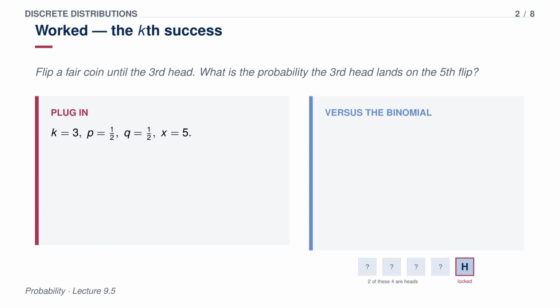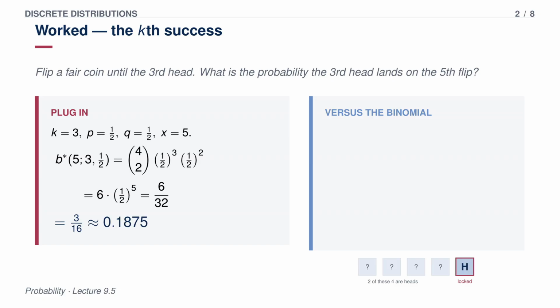Let's make it concrete. Flip a fair coin until the third head. What's the chance the third head shows up exactly on the 5th flip? So k is 3, p is 1/2, q is 1/2, and x is 5. Plug in. B star is 4 choose 2 times 1/2 cubed times 1/2 squared. All the halves collect into 1/2 to the 5th, and 4 choose 2 is 6, so it's 6 over 32. Which is 3/16, about 0.19.